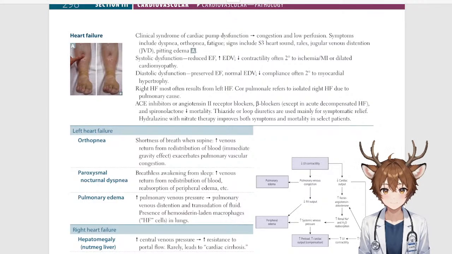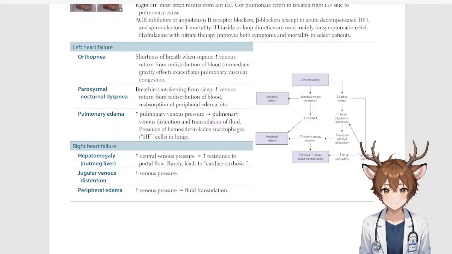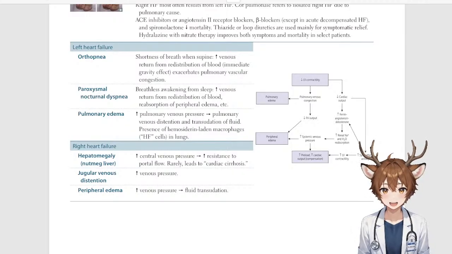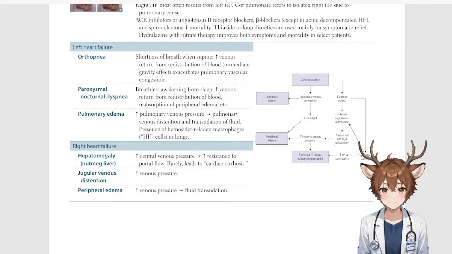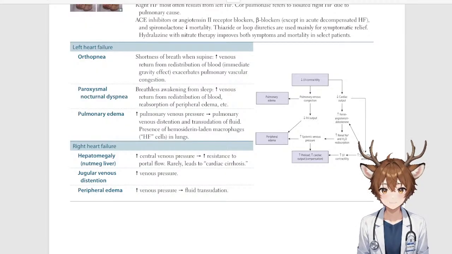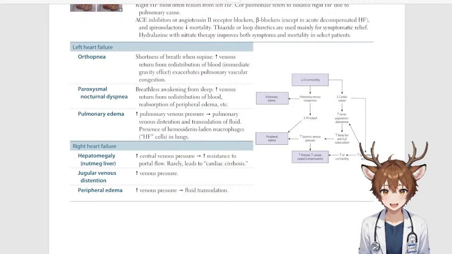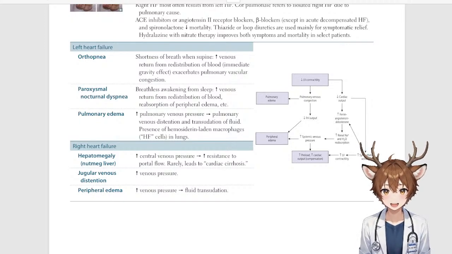Right heart failure. There's a little chart right there as well for you to look at to see left ventricular contractility, etc. Right heart failure: congestive hepatomegaly, increase in central venous pressure, leading to an increase in resistance to portal flow, rarely leads to cardiac cirrhosis, associated with nutmeg liver, mottled appearance on gross exam.